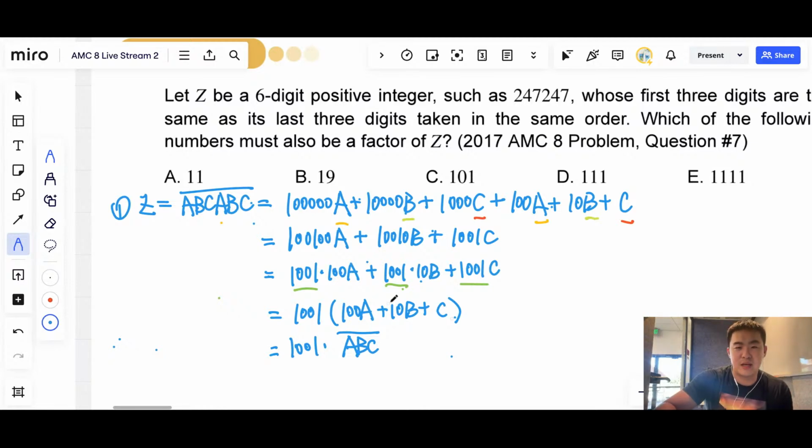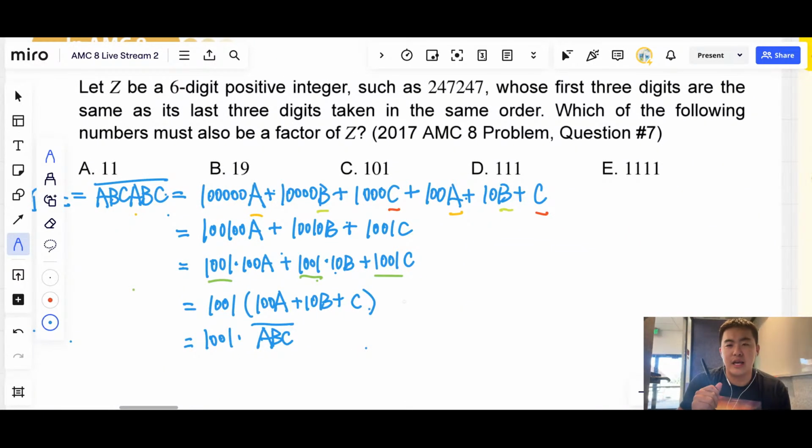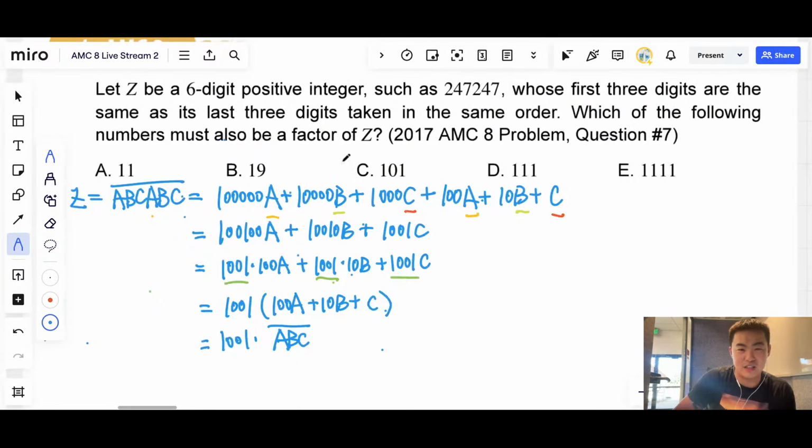Now let's get back to the question and what it's really asking for. It's asking which of the following numbers must also be a factor of z. So it's really asking for the factors of 1001. If it's a factor of 1001, and 1001 is a factor of the number z, then the factor itself should be a factor of number z. It sounds a little bit weird, but that's how we work on problems like this. So factors of z are our interest.